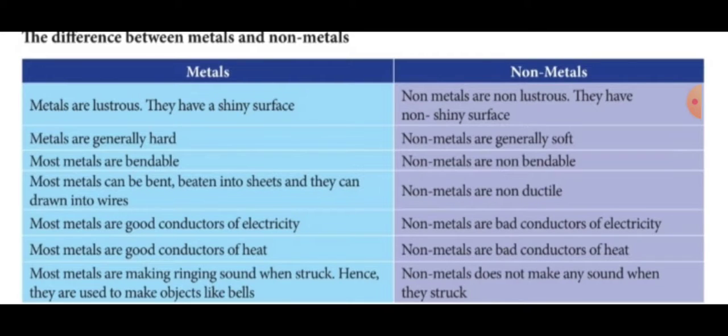Most metals can be bent, beaten into sheets and drawn into wires. Non-metals are non-ductile. Metals are good conductors of heat. Non-metals are bad conductors of heat. Most metals make a ringing sound when struck. Hence, they are used to make objects like bells. Non-metals do not make any sound when they are struck.